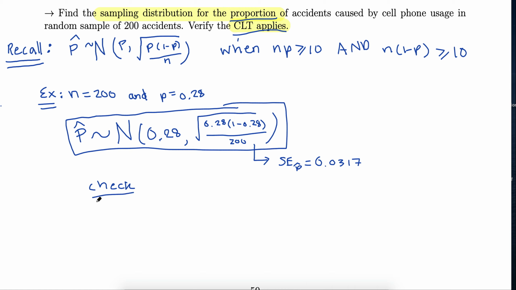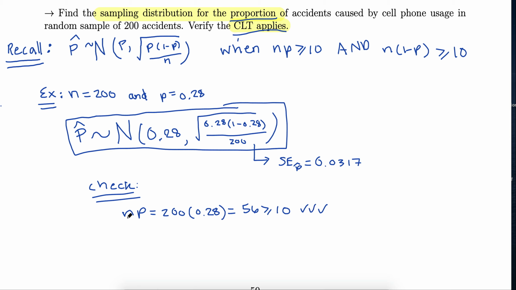And we need both criteria to be true. So n times p in our particular problem, I've got a sample of 200 accidents. My probability of success, which oddly in this case means the accident was due to being on your phone, is 0.28. If you work that out, you get 56, and sure, that's at least 10.